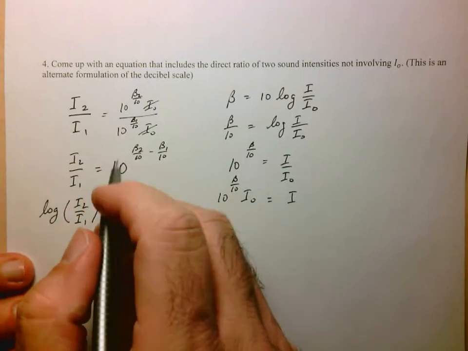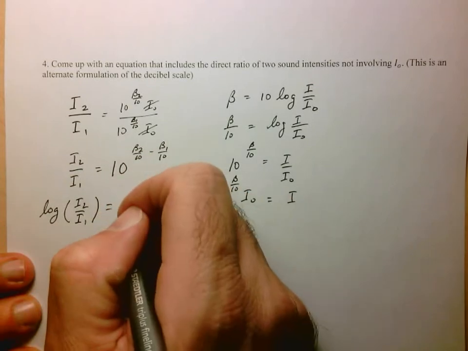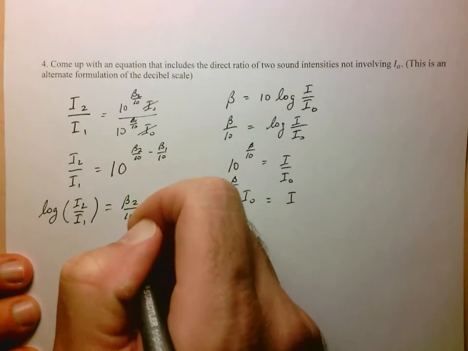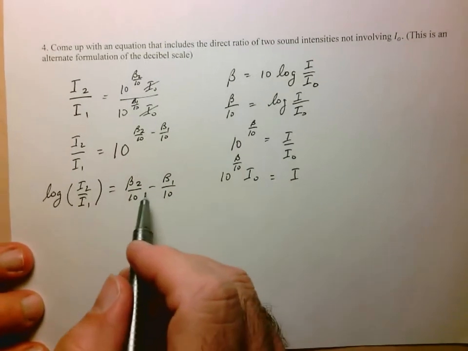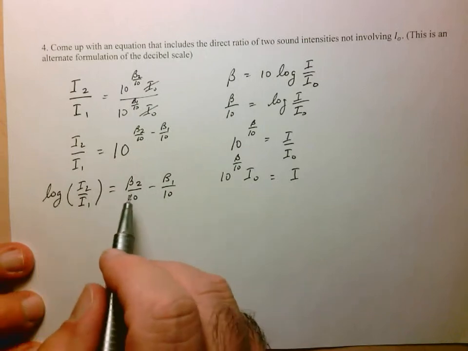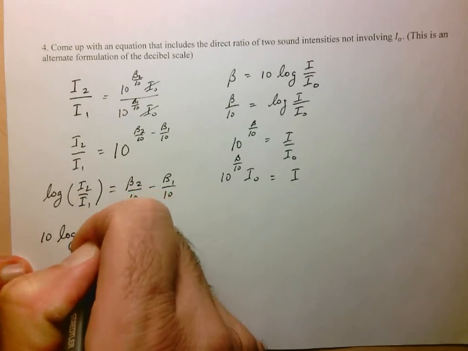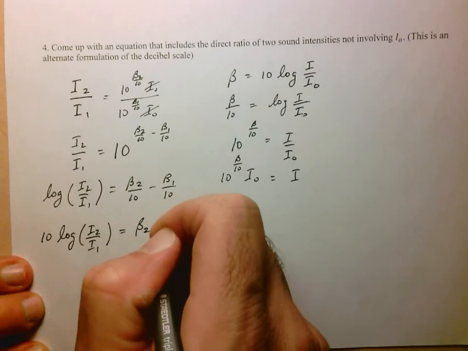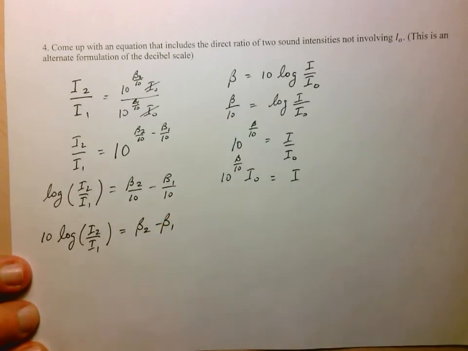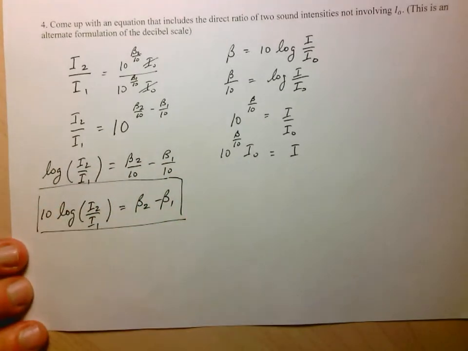Right, and here we're just left with, again, log base 10 of 10 to this exponent, which just gives us the exponent. So we have beta 2 over 10 minus beta 1 over 10. And guess what? To clean this up, I'm going to multiply both sides of the equation by 10. So we have 10 log of I2 over I1 is just going to be equal to beta 2 minus beta 1. Okay, and this is in fact the alternate formulation for the decibel scale.